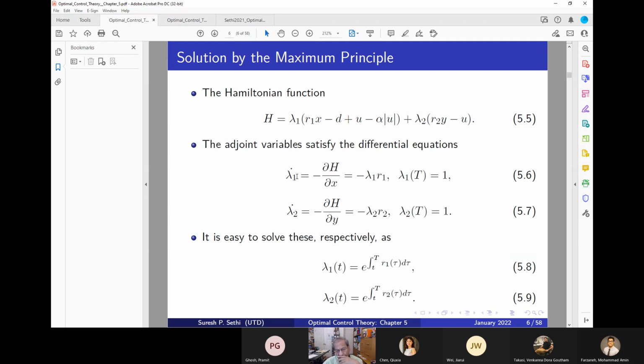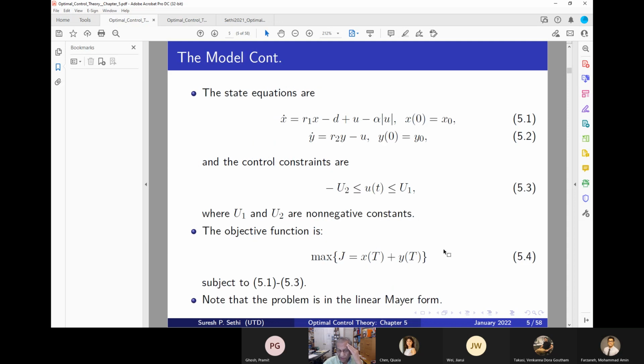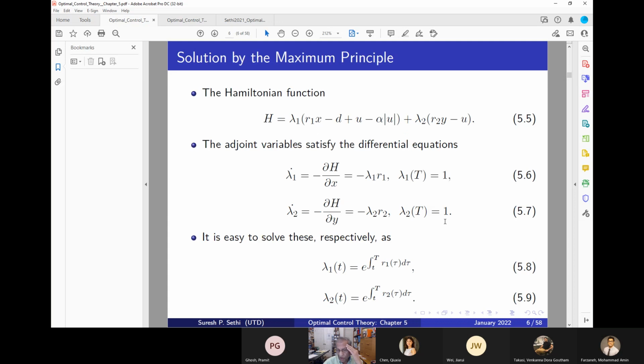So lambda 1 dot is the derivative of the Hamiltonian, that's x, and lambda 2 dot is the derivative, that's y. You can see now I have two variables, just like in the train example, we had two. Now we have two variables because we have two state equations. And this is Meyer form. And so this is only the salvage value. And its derivative is 1. So we get 1 in each. Because this is all lambda, there's no x, no nothing.